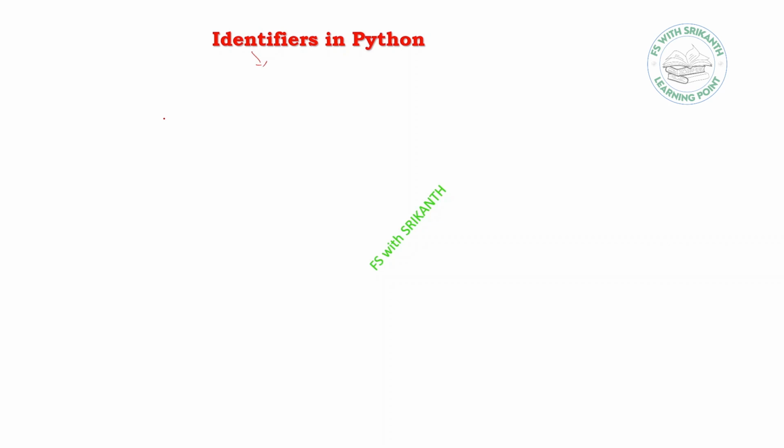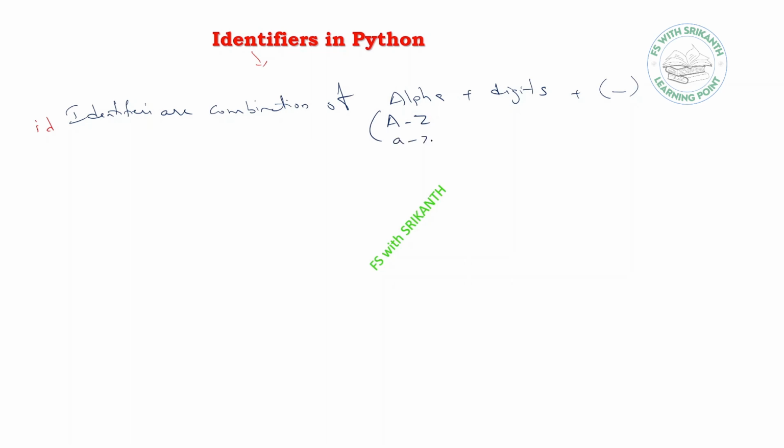Identifiers are nothing but names to identify variables, functions, classes, modules, or other objects. An identifier is a combination of alphabets, digits and only the underscore symbol; no other symbols are allowed. Alphabets means you may use uppercase as well as lowercase characters. Digits means 0 to 9. You never use any other symbols.